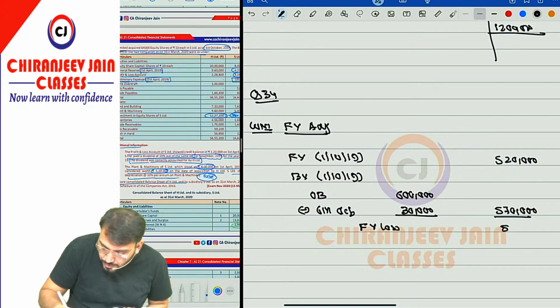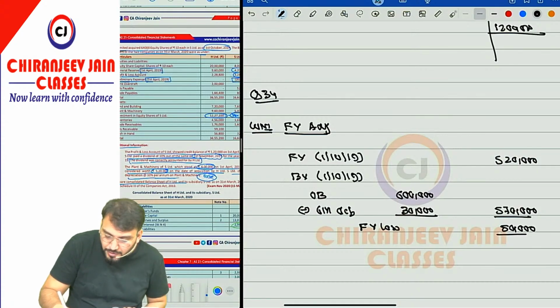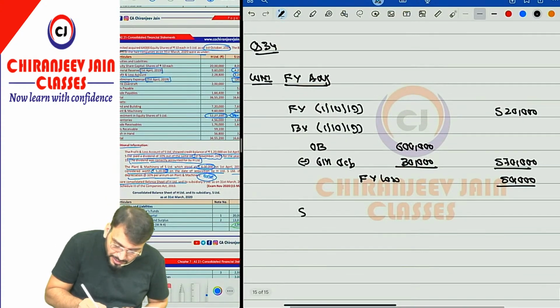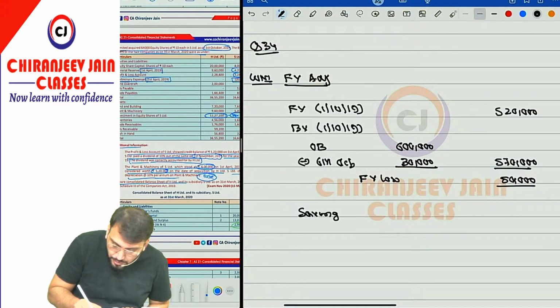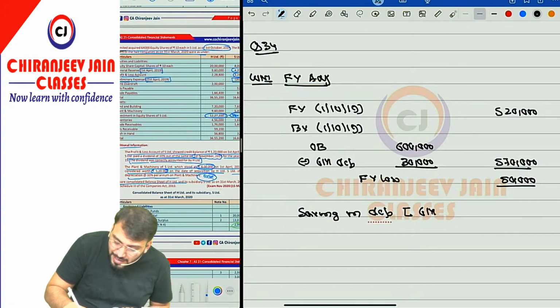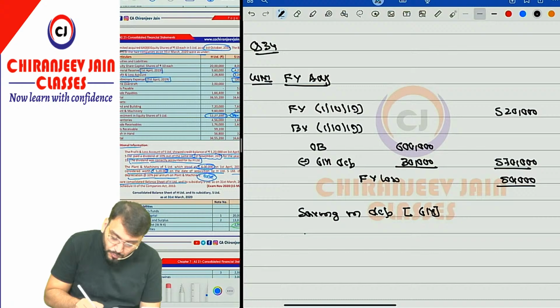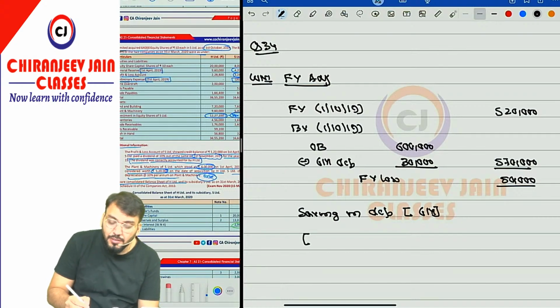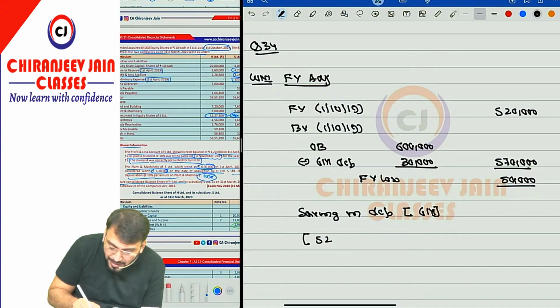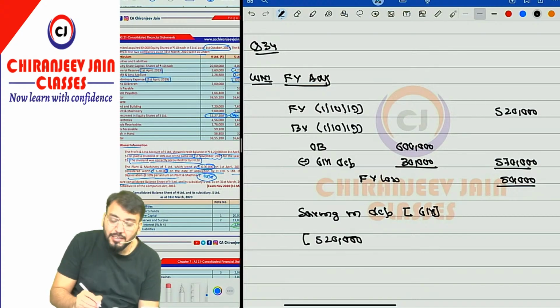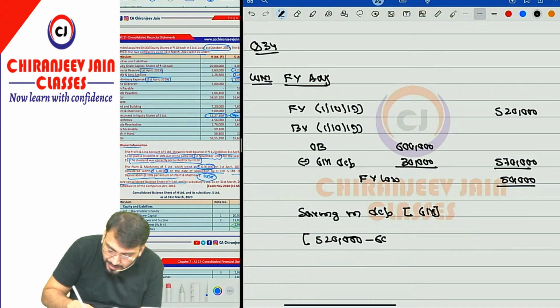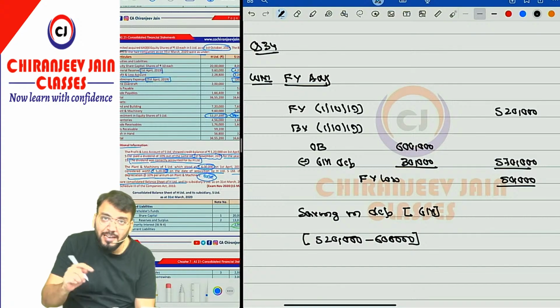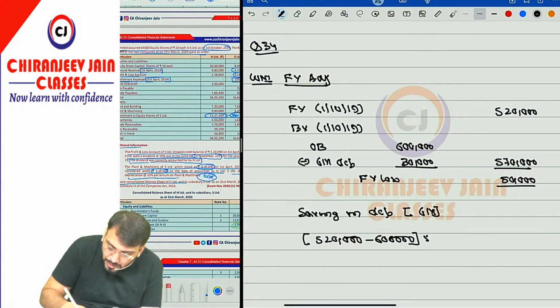How much loss? 50,000 loss. Correct. Now it means there will be some saving in depreciation. So saving in depreciation for post acquisition period means for the balance 6 months there will be some saving. So once again, first you will take what? What is the fair value? So 5 lakh 20,000. Correct. What is the opening balance? Minus 6 lakh. It means parent company had already charged depreciation on 6 lakh, but parent company will charge on 5 lakh 20,000. So into 10% into 6 by 12.